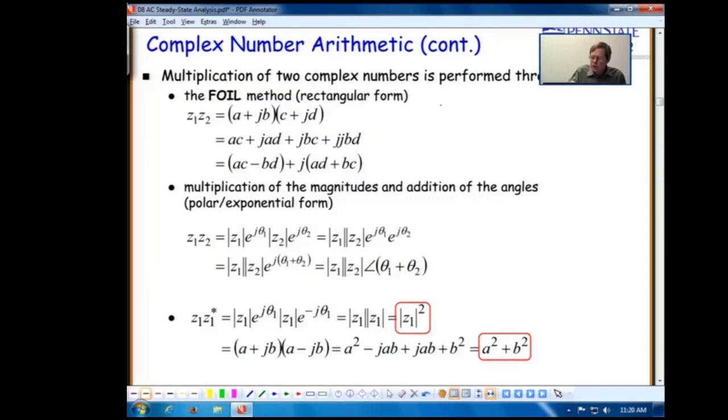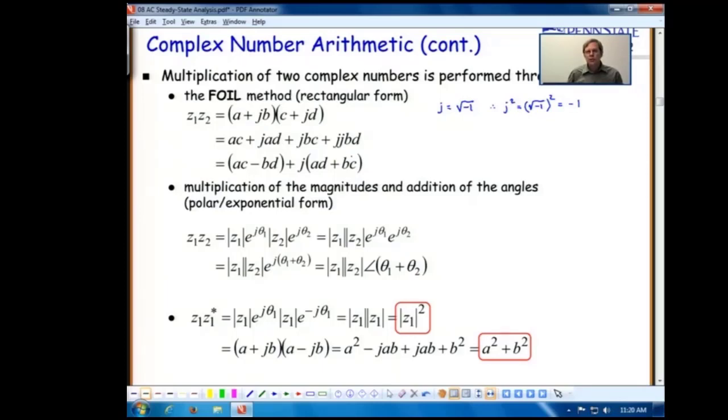Well, remember here that j is the square root of minus 1, therefore j squared, or j times j, is equal to the square root of minus 1 squared, which is minus 1. The squaring removes the square root sign. So j squared equals minus 1. So when you go through this process, you'll end up with a times c minus b times d for the real parts, and the imaginary parts will be a times d plus b times c.